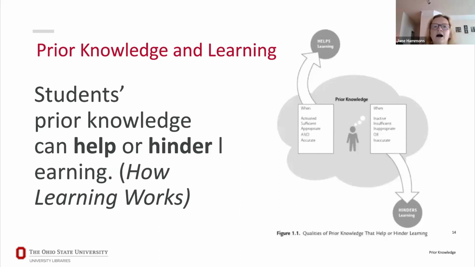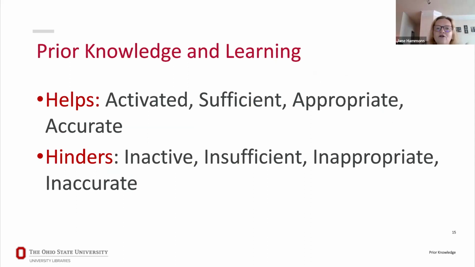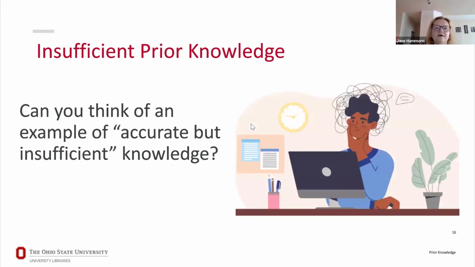And so in How Learning Works, they talk about different categories of prior knowledge and how you can connect these prior knowledges. Prior knowledge can be very valuable if, first of all, it's activated, right? If we can actually have them recognize that they already know something about it. But it has to be sufficient, appropriate, accurate, right? But it can also hinder learning if it's inactive, if it's insufficient, inappropriate, inaccurate. So we're going to talk a little bit about these different categories.